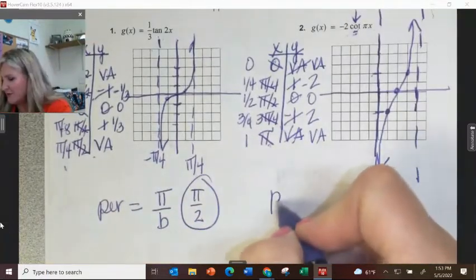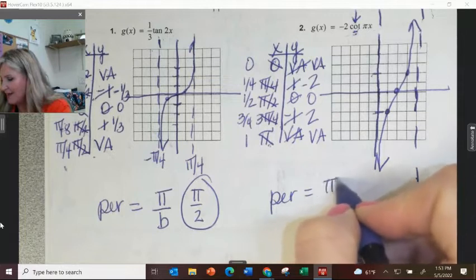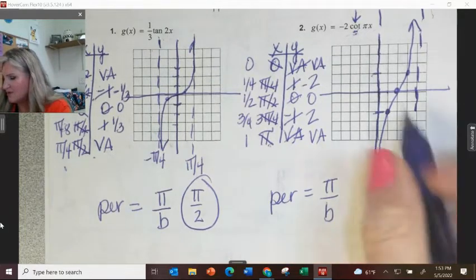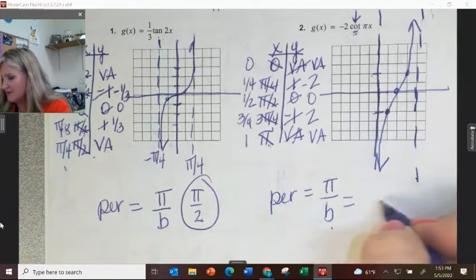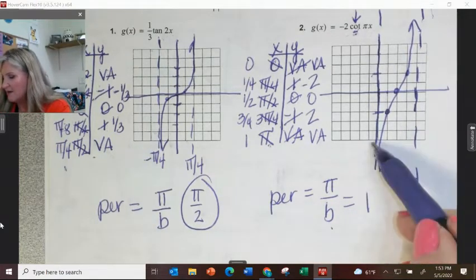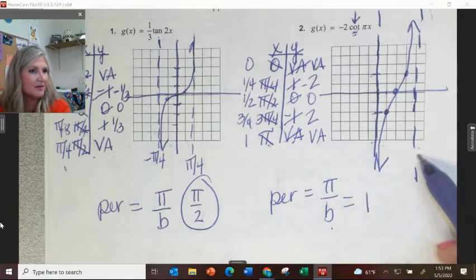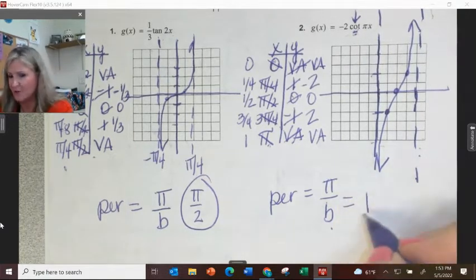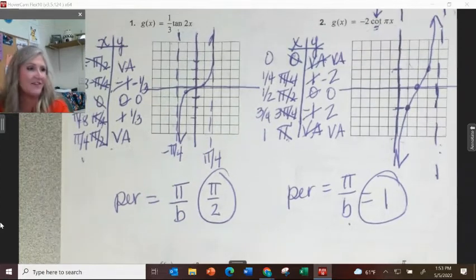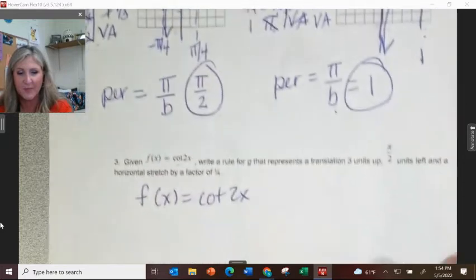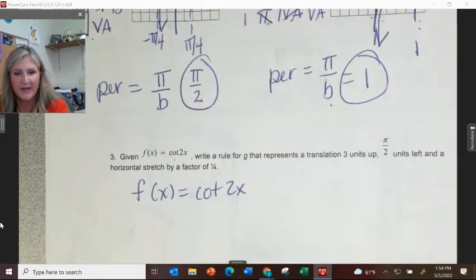Okay, over here, the period has to be pi divided by b. What's b in this case? Pi divided by pi is 1. Is our period 1? Okay, just something else, another way you can check your graph. Because this would be on like a non-graphing calculator part. We're just using the graphing calculator to check as we go. All right, here we go.